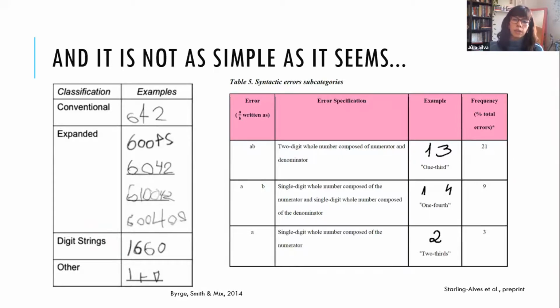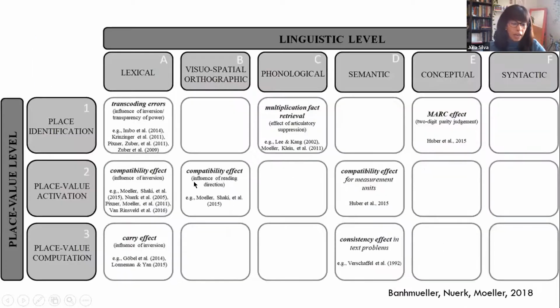And we can see that when we analyze the errors. So I think that's something that we saw both in Malu's and Bella's talk, that the error analysis is an important source of evidence that we can use to try to understand the underlying mechanisms through which children learn number writing and fraction writing.